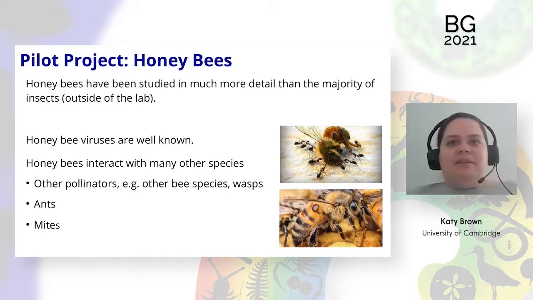However, honeybees don't live in isolation. They interact with many other species. This includes other species of pollinators like other bees and wasps, which they share flowers with. They also interact with ants. Because of the sugar in beehives, they're very often infested with ants. And bees are also known to be very often parasitized by mites.